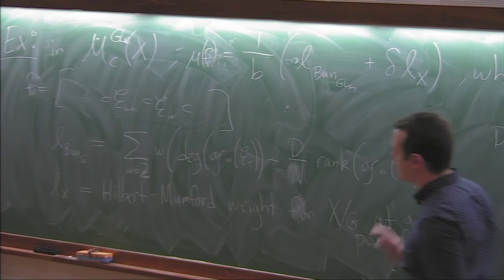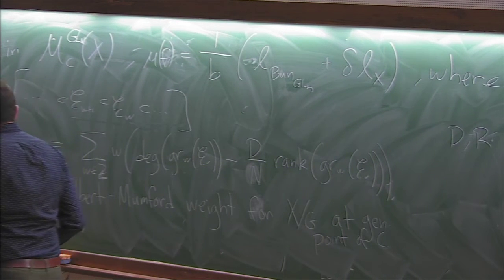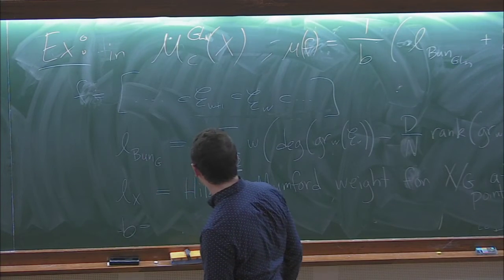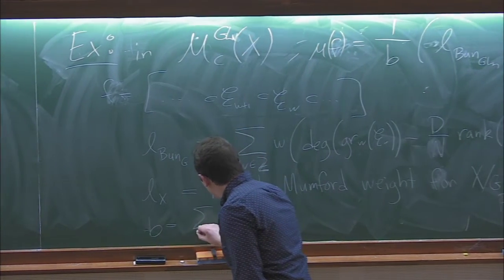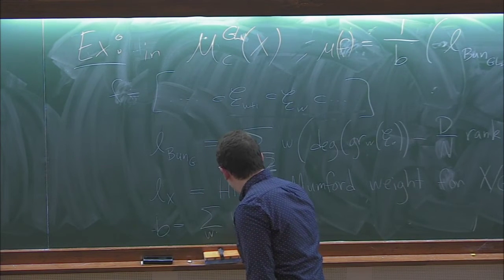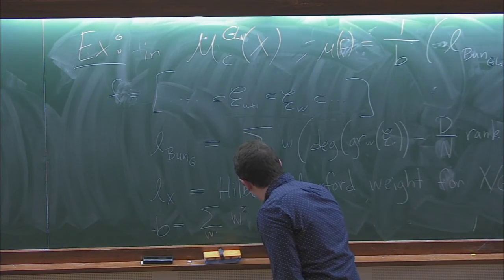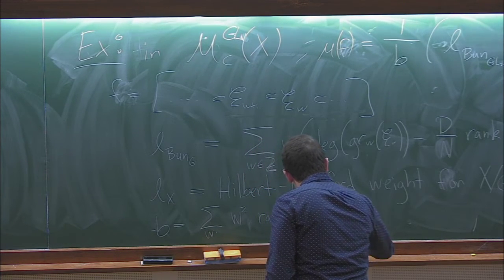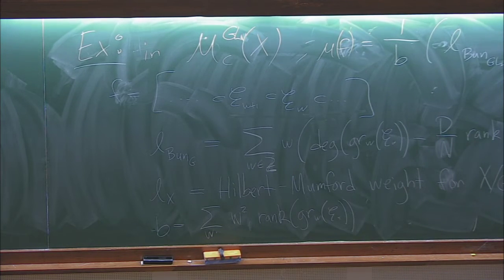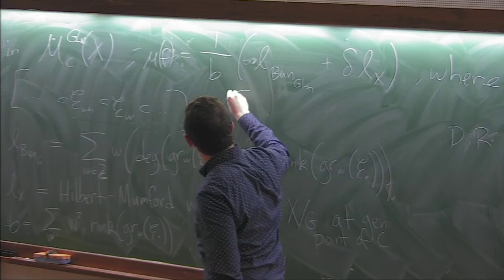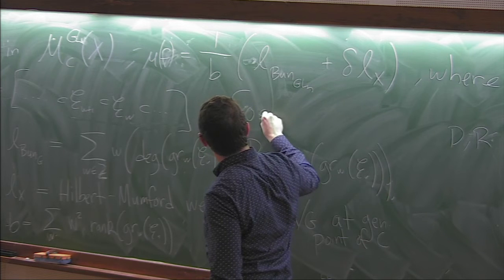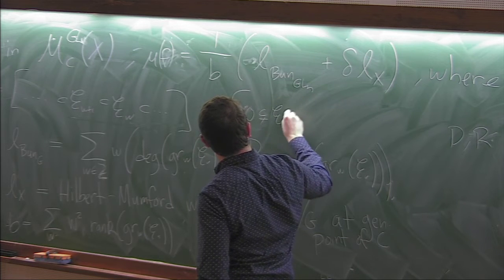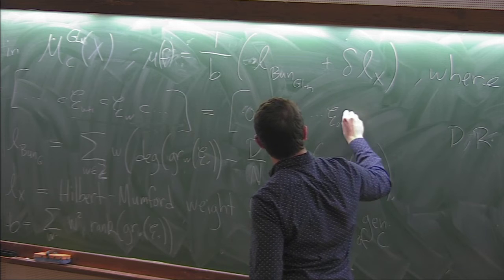So underlying this, I fixed a line bundle on X, an ample line bundle. And then finally, B is just equal to the sum over W of W squared times the rank of gr_W of E. So the important thing is that this is a function of the weight. Remember I said that this filtration is really the data of a finite filtration, plus some weights.